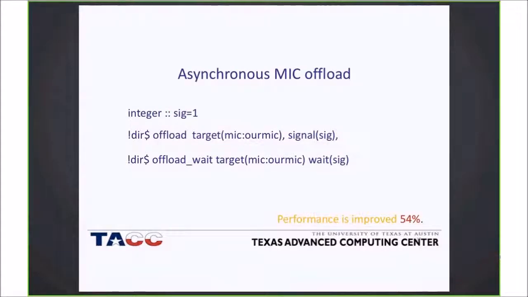With synchronized MIC offload, the host essentially stays idle when the MIC is working on offload tasks. It is very straightforward to convert the code into asynchronous mode. First, define the variable and initialize it as the signal, then use the signal in the directive of MIC offload. Last, wait for the signal we defined.